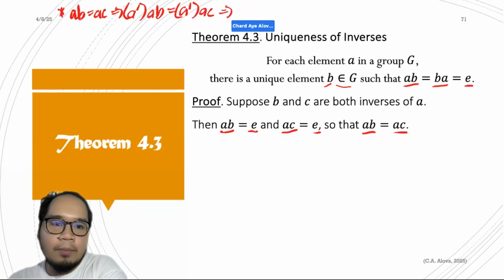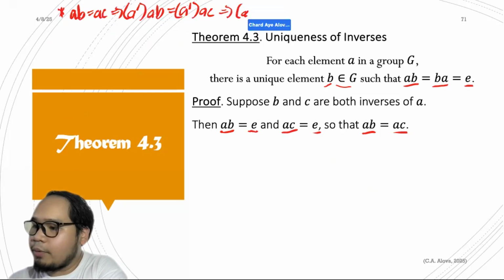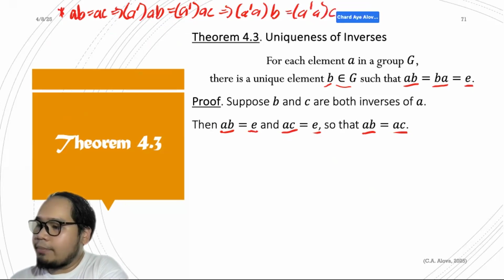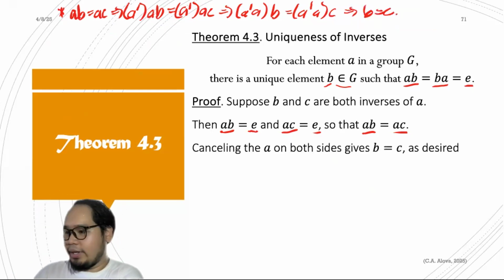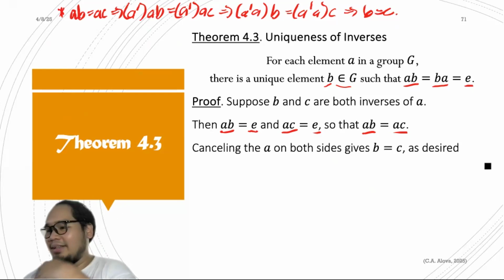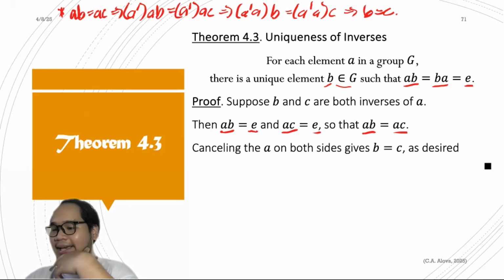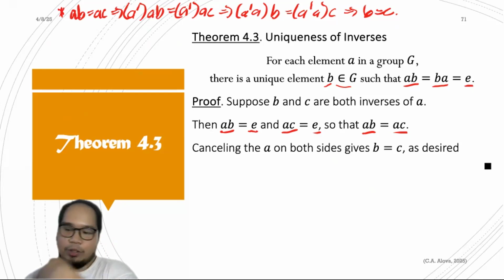By the associative property, what we have is A prime A times B equals A prime A times C. A prime times A is equal to the identity. As desired, we have B equals C. So it shows that they're equal. Hence, there should only be one unique element B, because B is equal to C.